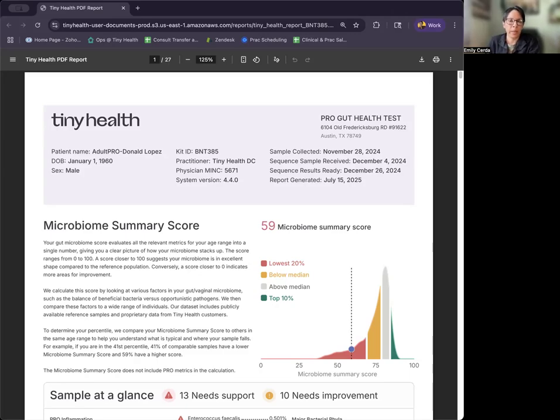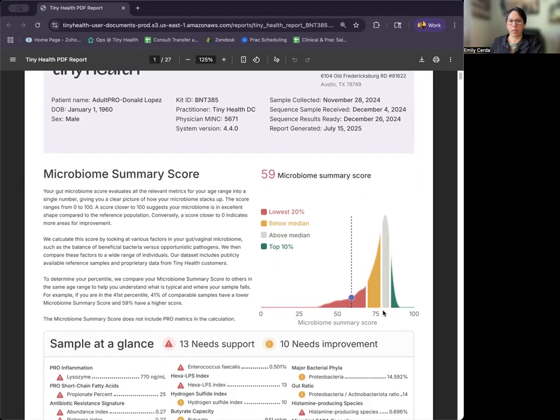I'm Emily Serta, a microbiome specialist here with Tiny Health, and I'm going to give you an orientation to our PDF gut test results. Here at the top of the results page, you'll be able to see your patient name, date of birth, and all of their information, as well as when the sample was collected and the report generated.